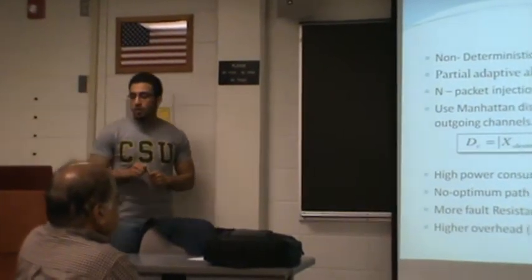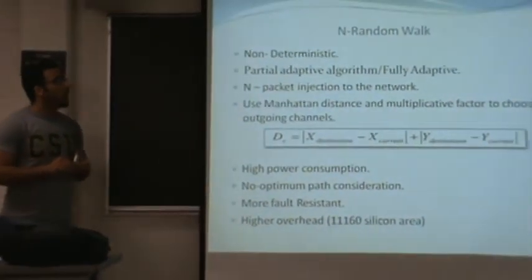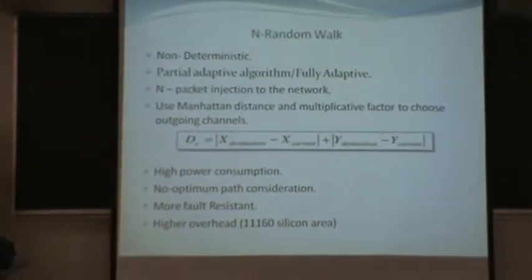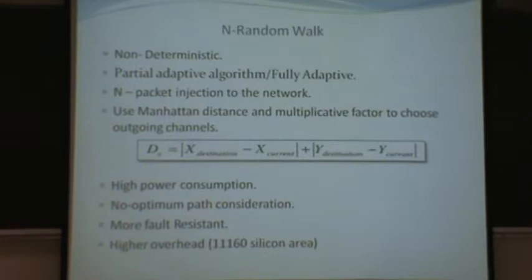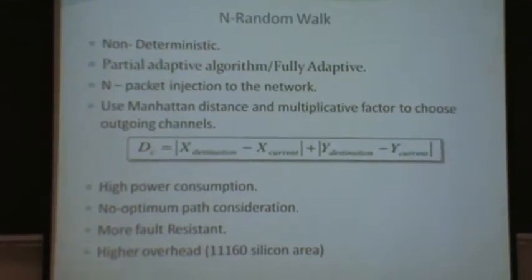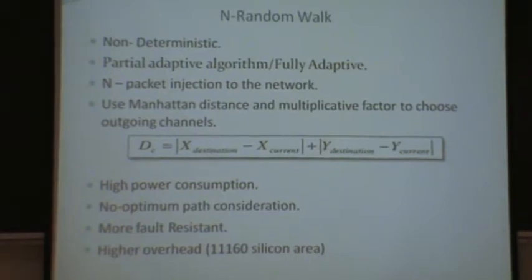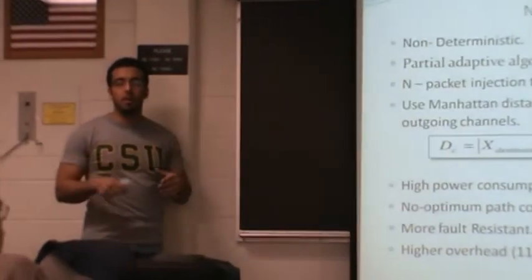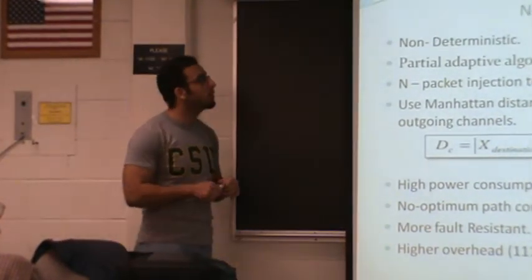Another algorithm that we have to take a look at is the n-random walk. The n-random walk algorithm is a non-deterministic algorithm, meaning that, as we said about the XY algorithm, the paths are deterministic. Here the paths are completely dynamic. Any time you're routing a packet from a source to a destination, it could take multiple, different paths each time you route it, depending on certain parameters.